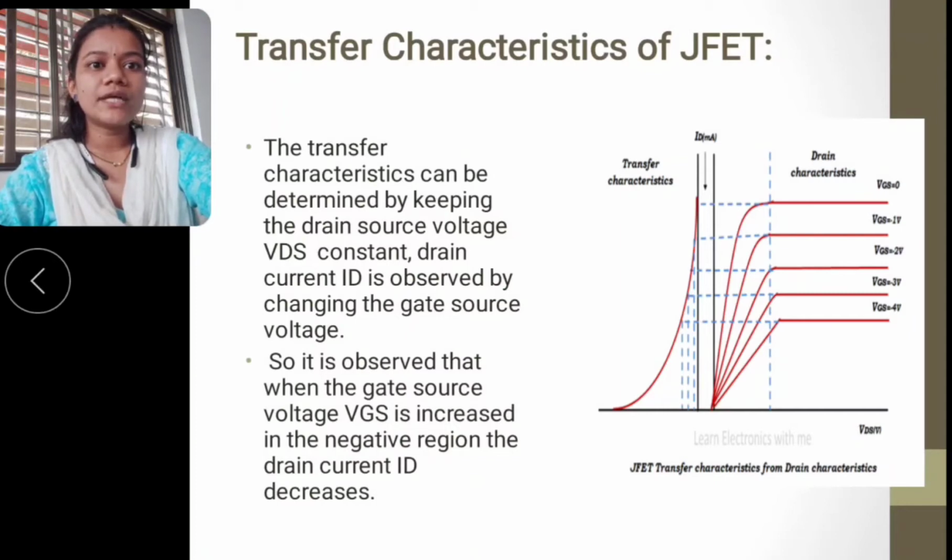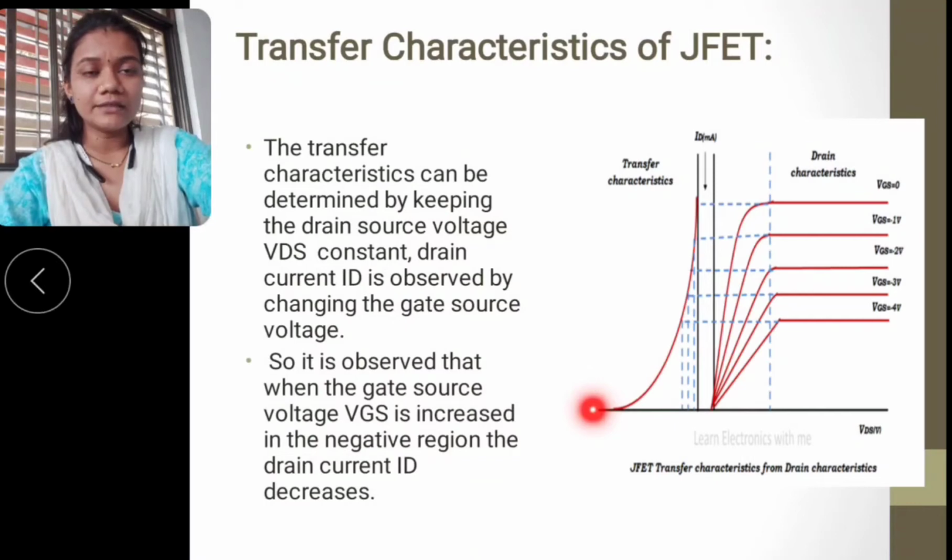It is observed that when the gate to source voltage is increased, the negative region of the drain current ID decreases. So this is the negative region of the ID. While plotting these characteristics, when VGS is 1 volt, 2 volt, the negative region of the drain current decreases. So this is nothing but the transfer characteristics.